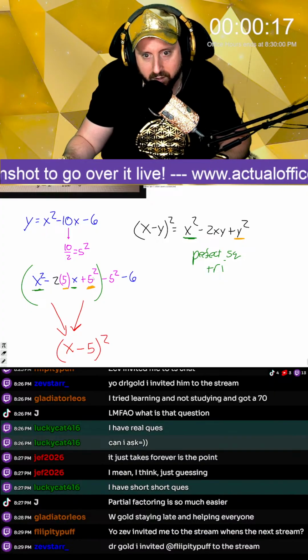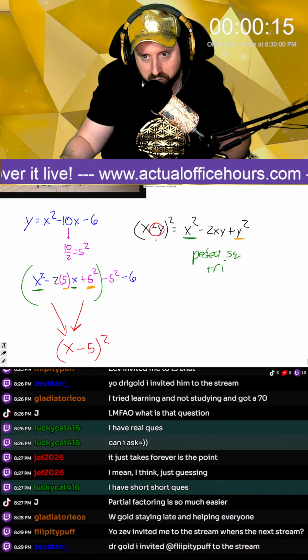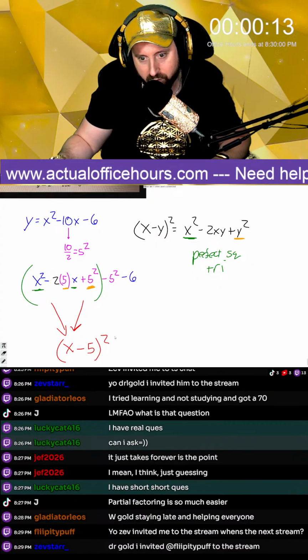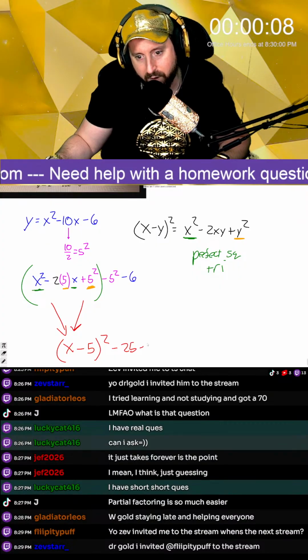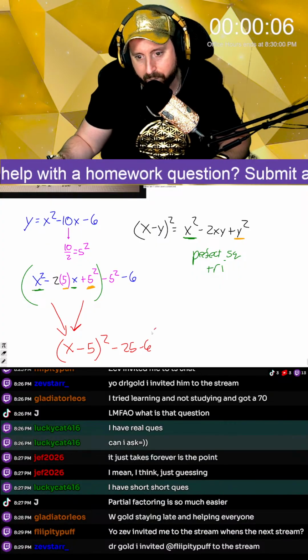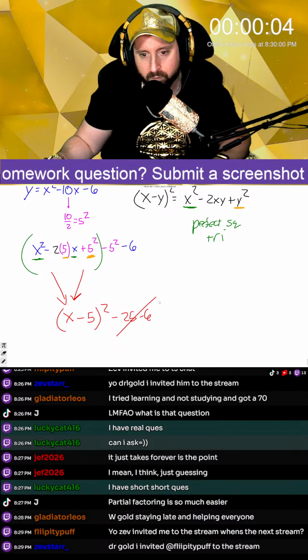It's always this thing, and then this plus or minus is whether this thing is plus or minus. And then that becomes minus. Now you can square this out. So now it's minus 25 minus 6. And so that would just become minus 31.